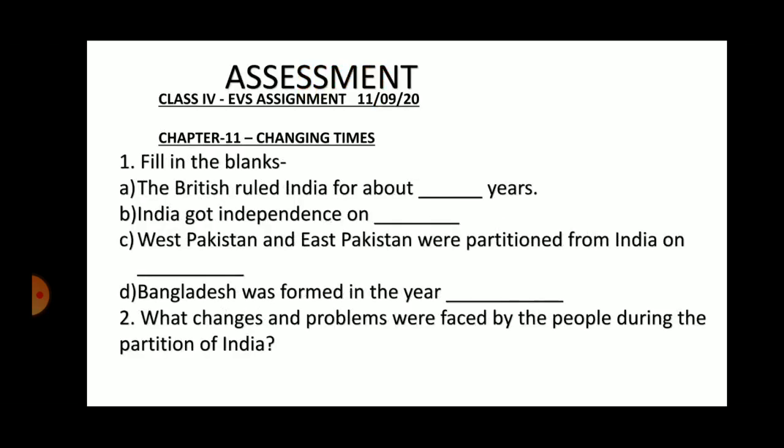So children, today you write down the answers in the notebook. The British ruled over India for about dash years. India got independence on dash. West Pakistan and East Pakistan were partitioned from India on dash. Bangladesh was formed in the year dash. Question number 2. What changes and problems were faced by the people during the partition of India? Children, note down these answers in your notebook and learn the answers with their spellings.